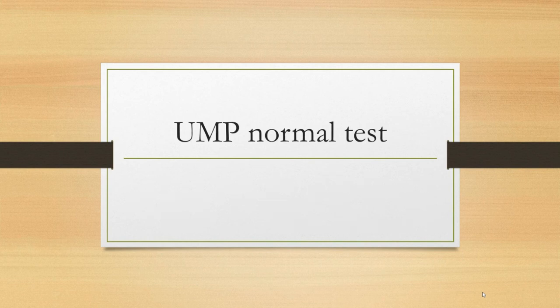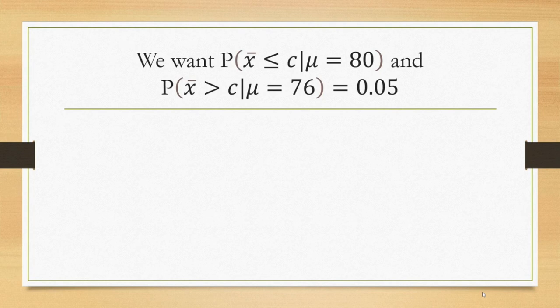Hello guys, today we're going to talk about the UMP normal test, which is the uniformly most powerful test. For this given problem, we're going to find the C and find the N if alpha is equal to 0.05 and beta is also equal to 0.05. On this first part, we're looking for the probability to reject when we shouldn't reject. And this second part is the probability that we don't reject when we should reject.